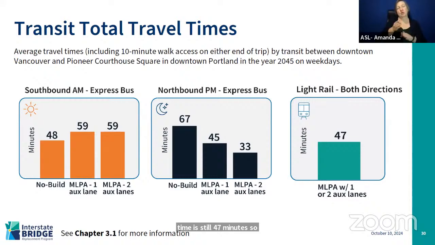So it reduces the travel time from 67 minutes in the no build to 45 minutes with the modified LPA with 1-aux, down to 33 minutes with the modified LPA with 2-aux. So if you did the round trip travel time, southbound AM for express bus and northbound PM for express bus, this would be a 10 to 20% improvement compared to the no build alternative. Now I'll go to my last slide.